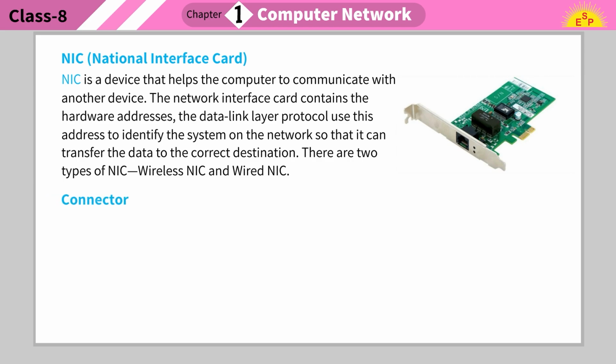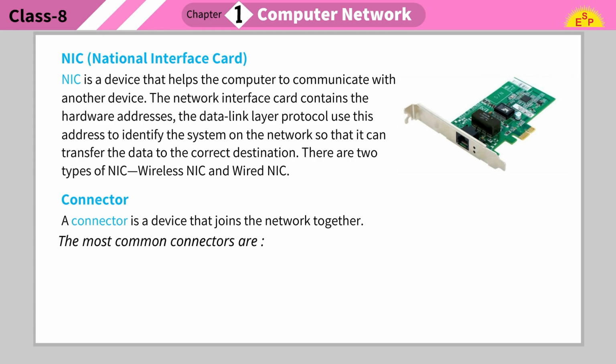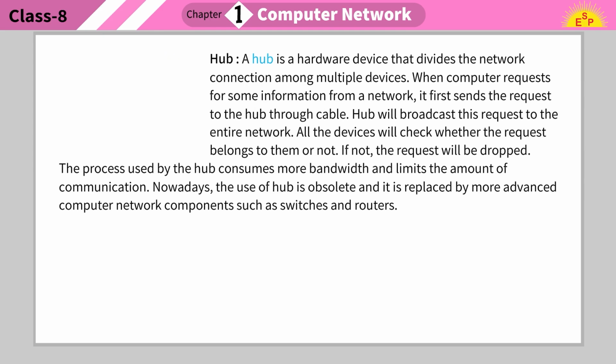Connector. A connector is a device that joins the network together. The most common connector is the hub. A hub is a hardware device that divides the network connection among multiple devices. When a computer requests some information from a network, it first sends the request to the hub through cable. Hub will broadcast this request to the entire network.